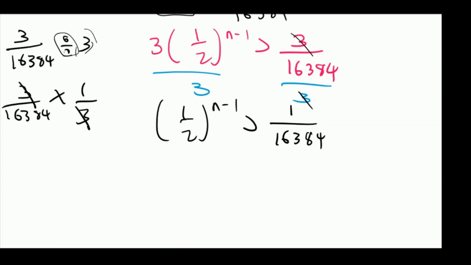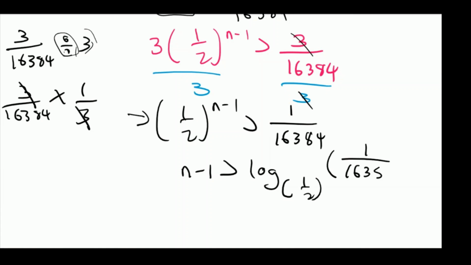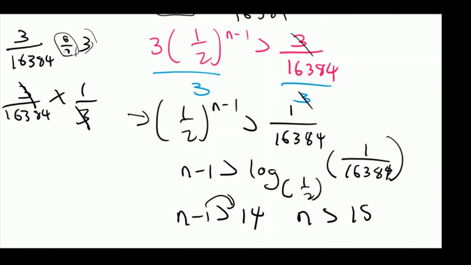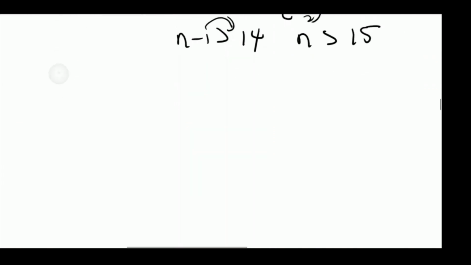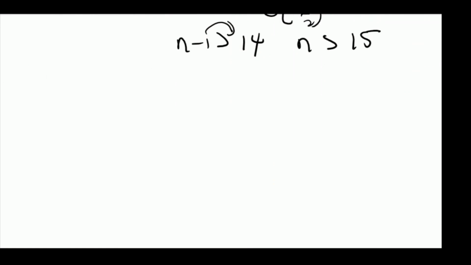Fine. So to find the value of n in this problem, we're just going to say n minus 1. We're going to use logs, log of base 1 over 2, which is our base, of 1 over 16384. So n minus 1 is greater than, we're going to get 14, and then we transpose the 1 to the other side, n is greater than 15. So this is not necessarily a solution. n is not greater than 15.